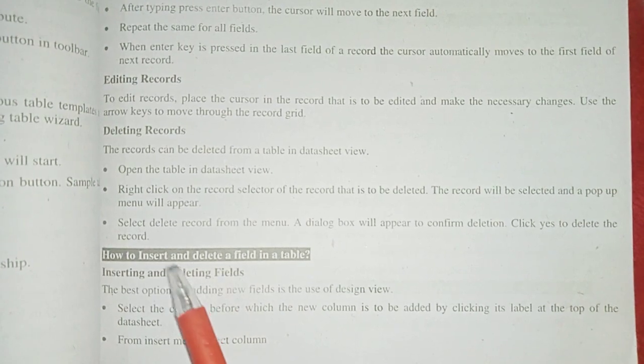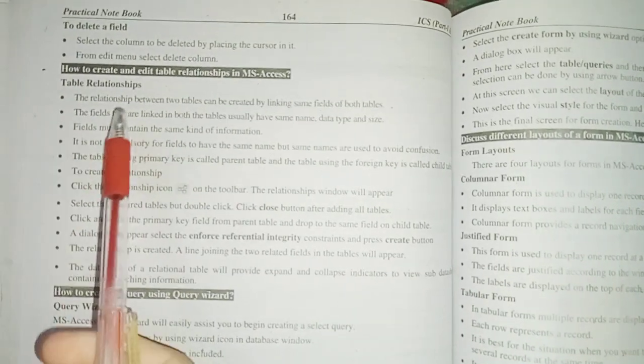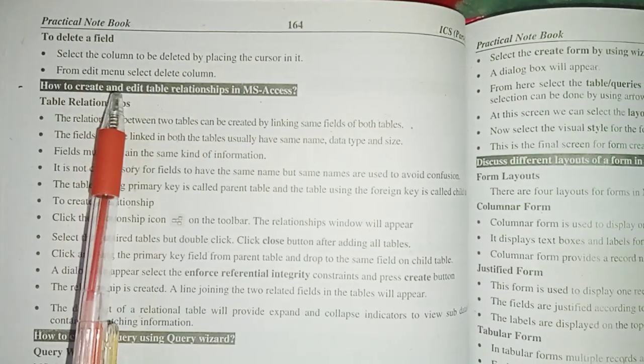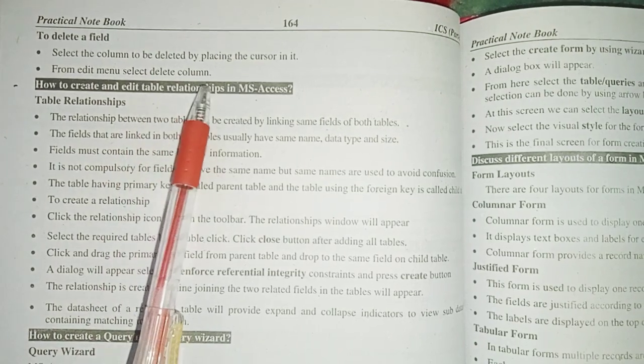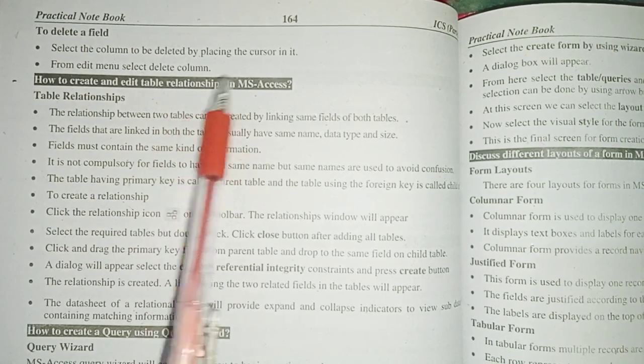Now we will discuss how to insert a field in a table, and how to delete a field. Select the field and then delete it by placing the cursor on it. And then, from the Edit menu, select the Delete option.